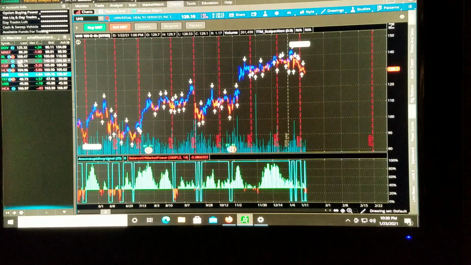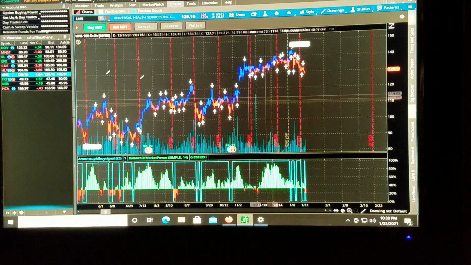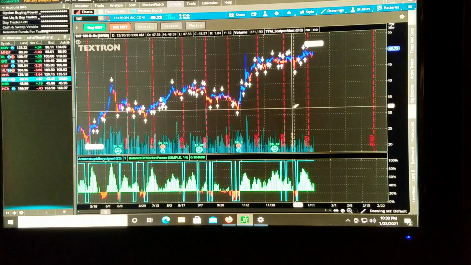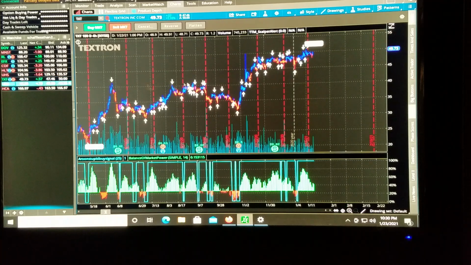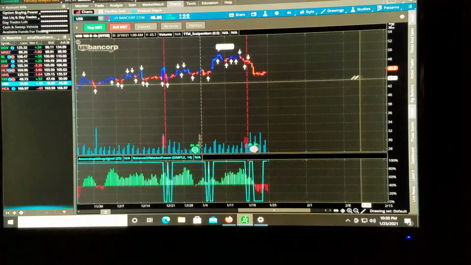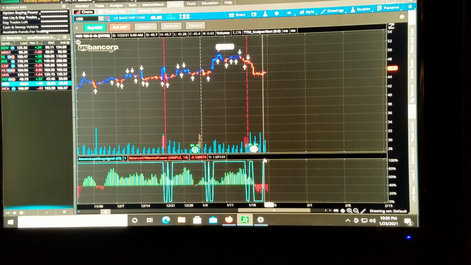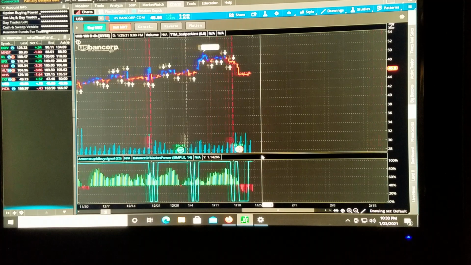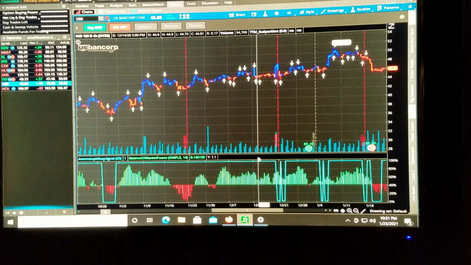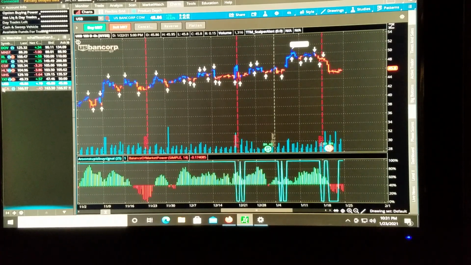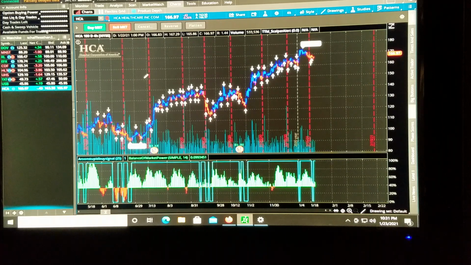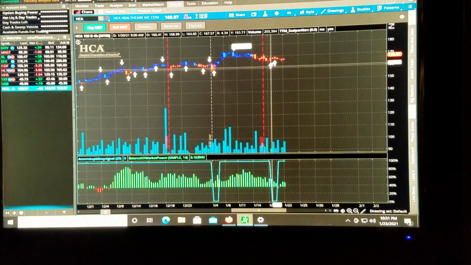Looks like UHS, Universal Health. Still pulling back. TXT. It would have been a good run to get in on, but it's way overextended now. We must wait. This one is in a nice pullback, and that is starting to end, so let's look at US Bancorp as a possible buying opportunity here very soon. And HCA Healthcare. Recently had a healthy pullback. Still some green, some good buying signals.